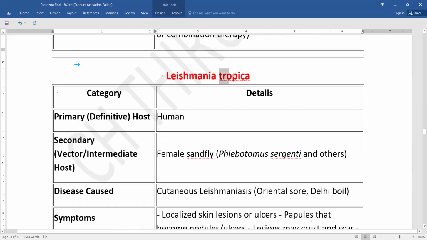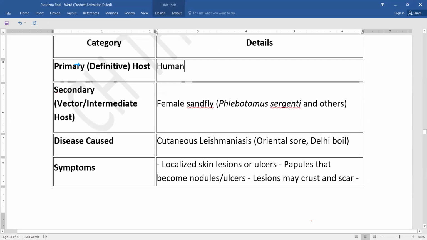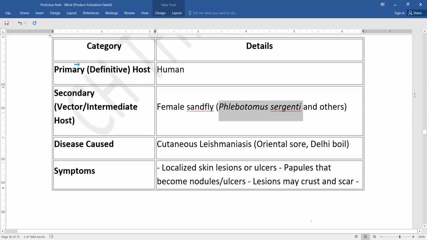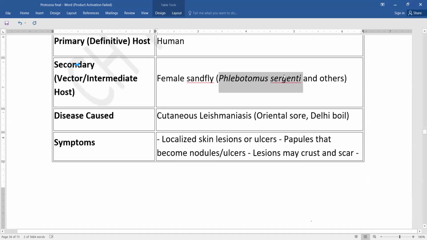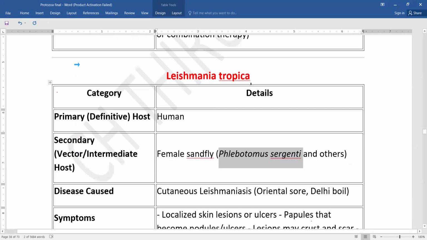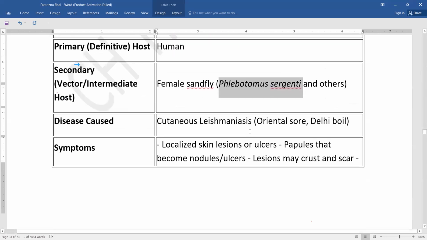And there is another species of Leishmania called Leishmania tropica. Its primary host is human. Secondary host is also sandfly, but it is a different species. Phlebotomus argentipes was the secondary host of the donovani. Phlebotomus sergenti is the secondary host of Leishmania tropica. Okay, now we are seeing about the Leishmania tropica, its pathogenesis.